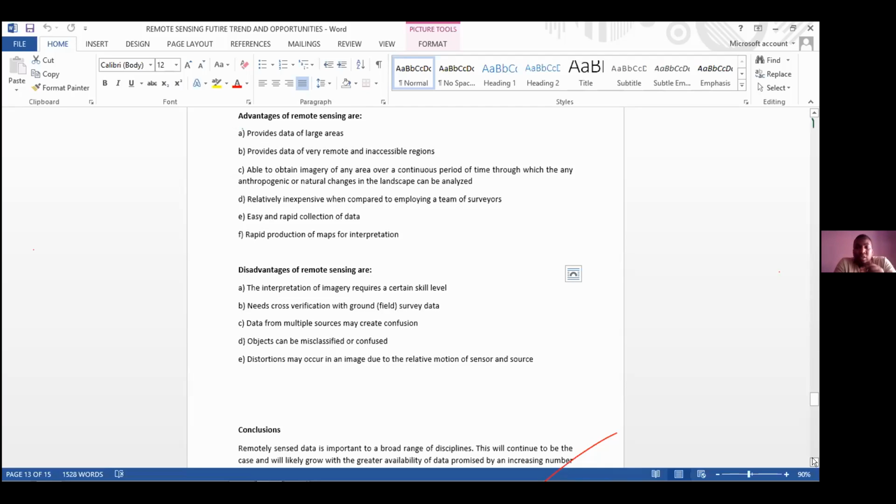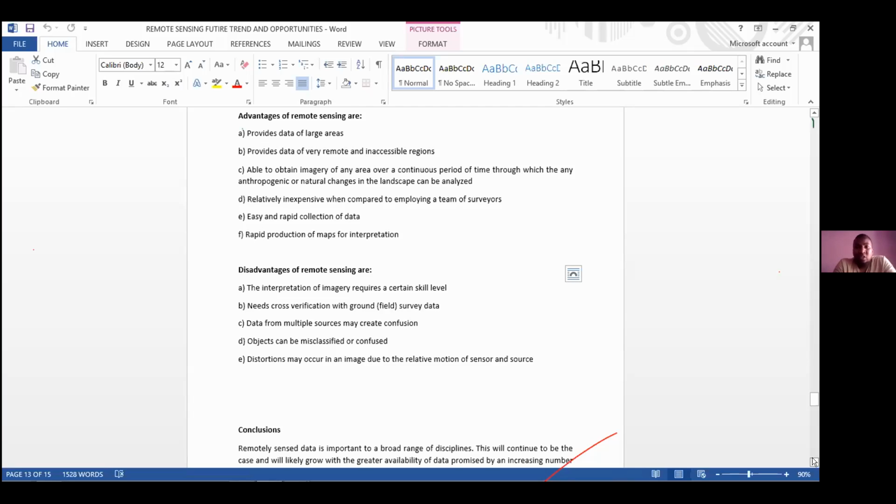If I tell you today, go to Mount Everest and take images of the top of Mount Everest, you may not even be able to reach there, or you may take the longest time to reach there. But using remote sensing tools, you just need your computer to get information from the satellite. So satellites provide data of very remote and inaccessible areas. You're able to get data of regions that you cannot even access yourself.